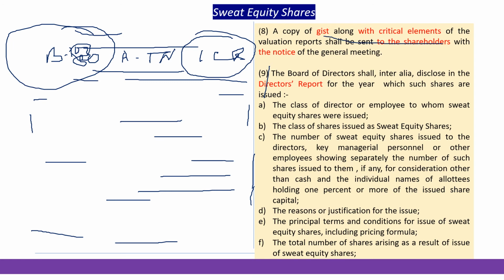And a gist of the critical elements of the valuation report should also go along with the explanatory statement. And as we saw, the board of directors report for the year should once again present this summary. It should say during the year we have issued sweat equity shares with the following features, which is nothing but an extract from the explanatory statement which was sent. Therefore, these two documents are mirrors of each other, issued at different points in time.